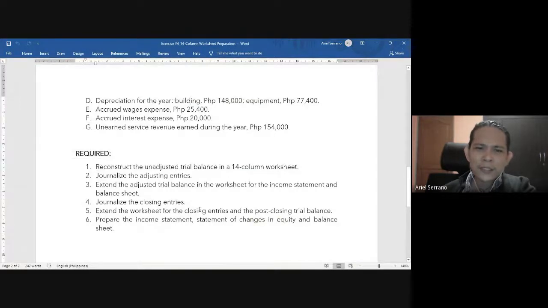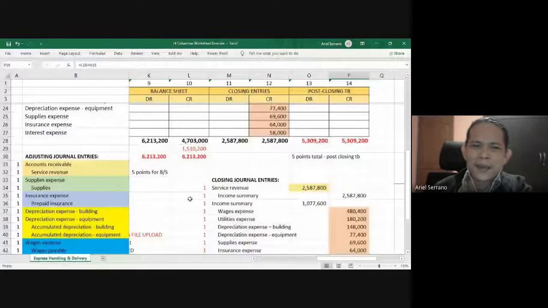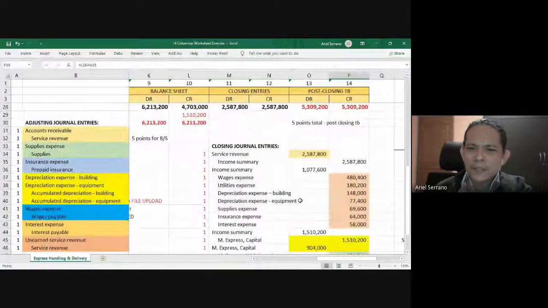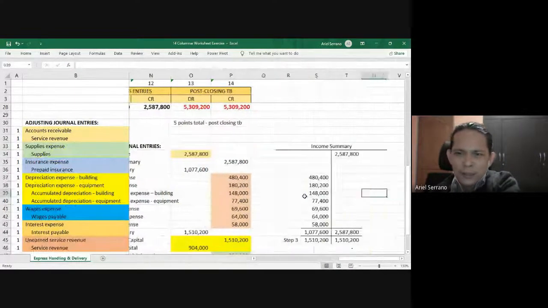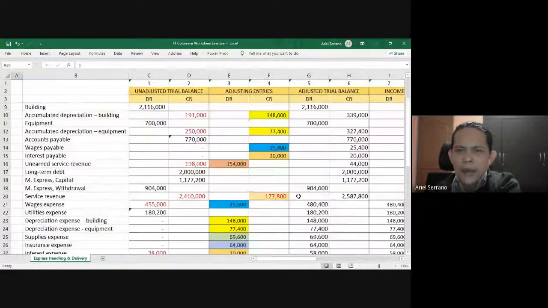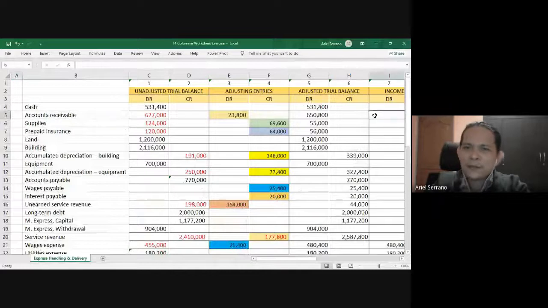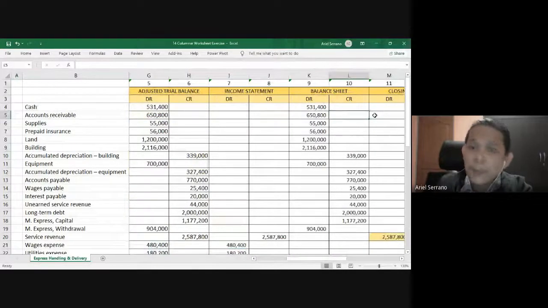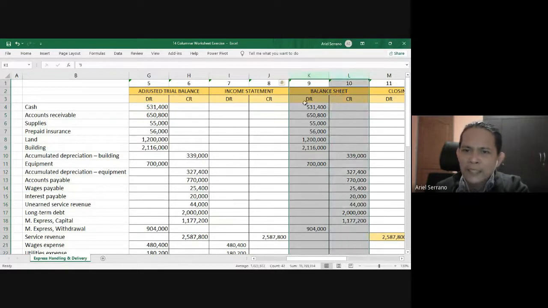Okay, extend the worksheet for the closing entries and the post-closing trial balance. Then prepare the income statement, statement of changes in equity, and then the balance sheet. Okay, where is it? I'm not sure if I included it here. I think it's not included. But how do we do that? Actually, your balance sheet and your income statement will be prepared using this one. You just have to formalize this, present it in a formal way, okay?